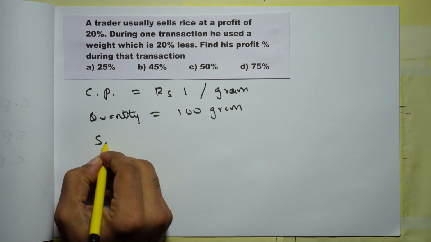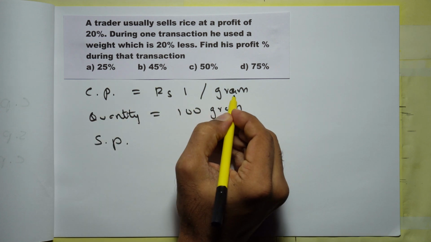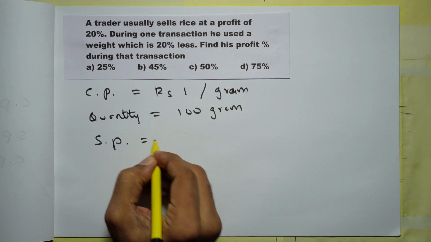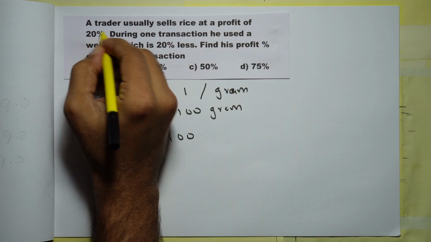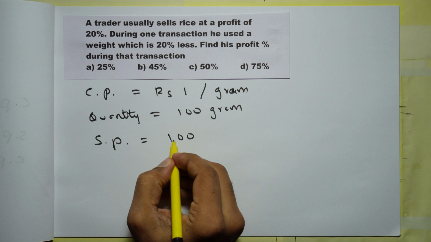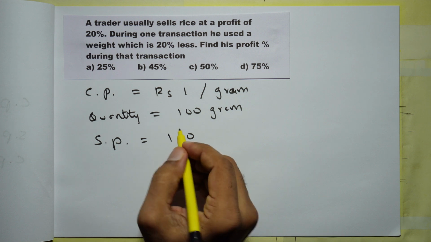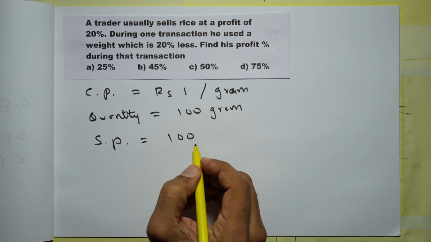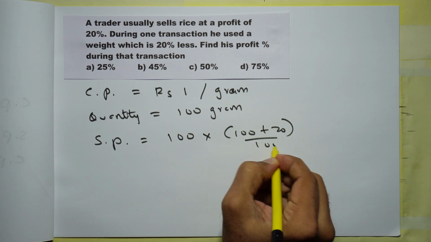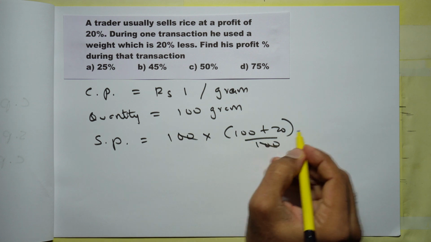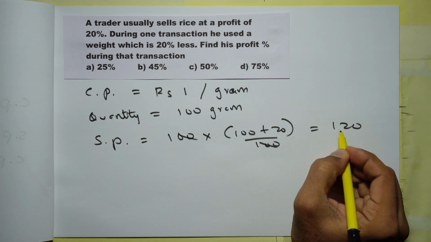So first we'll find out the selling price for 100 grams. Now his cost price is 1 rupee per gram. Like that for 100 grams, his actual cost price for 100 grams will be 100. Now he sells with a profit of 20%. To get a profit of 20%, he has to increase the cost price by 20%. So that will be 100 into 100 plus 20 by 100. So 100 and 100 cancels out. 100 plus 20, you will get 120. So his actual selling price will be rupees 120.